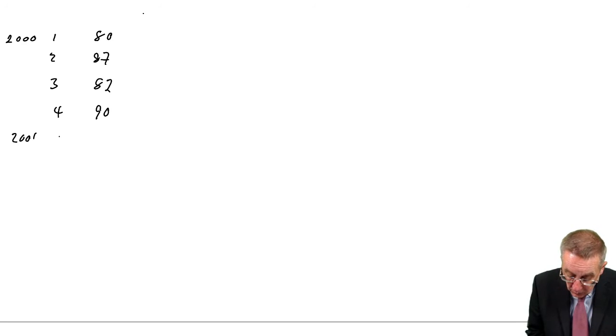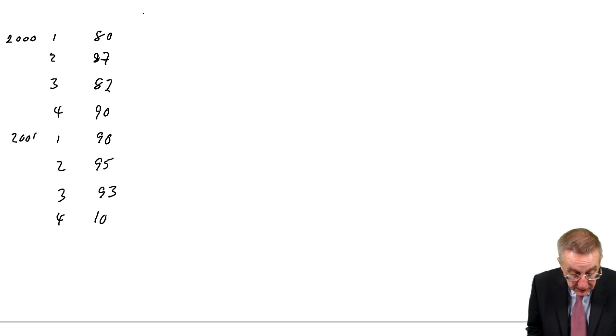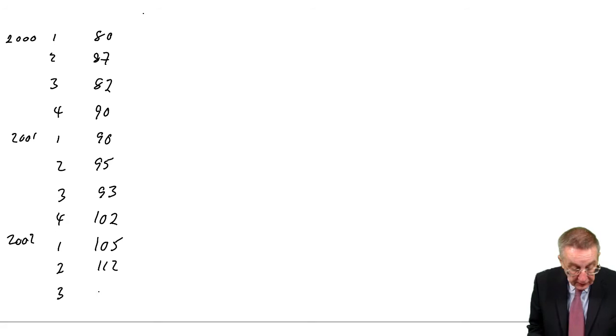Moving on to 2001, quarter 1 was 90, 95, 93 and 102. And in the third year, quarter 1 was 105, quarter 2 112, quarter 3 103, quarter 4 116.